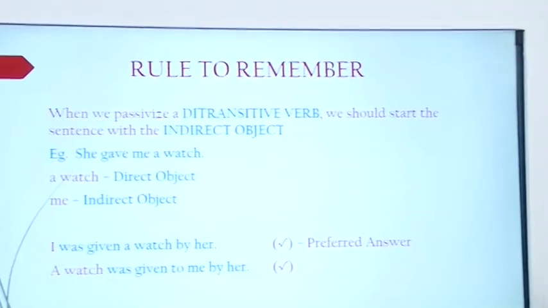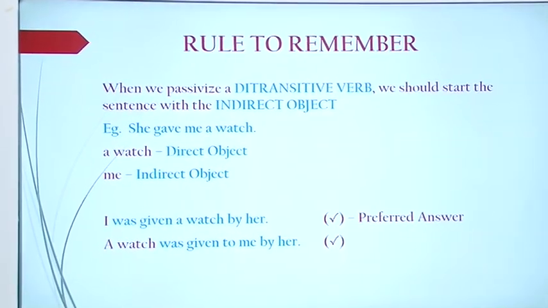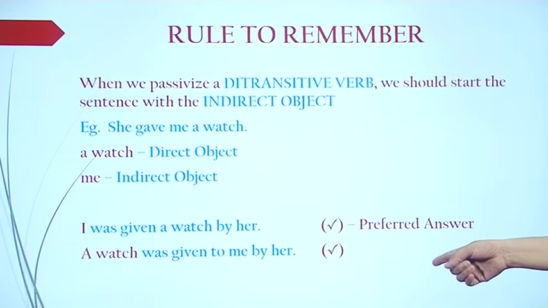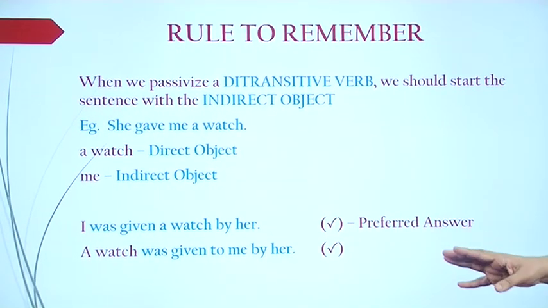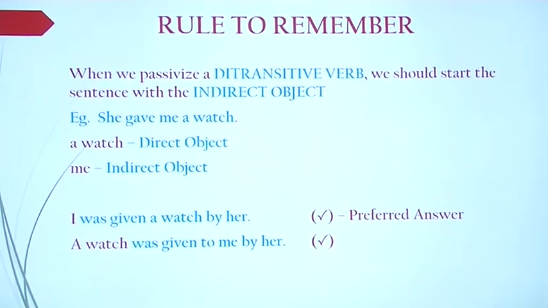Okay. So the indirect object should be put in the beginning of the sentence. Just remember this rule. Not that the other is wrong. So I have two options for you. You can either have it as "I was given a watch by her," or "A watch was given to me by her." Both answers are correct. I can't mark you wrong for the second answer, but I would prefer that you spoke the first.